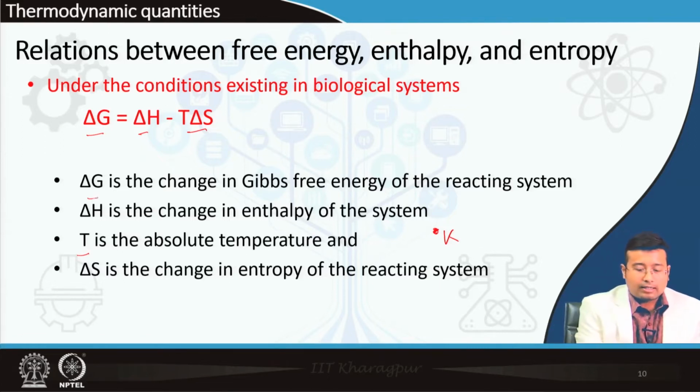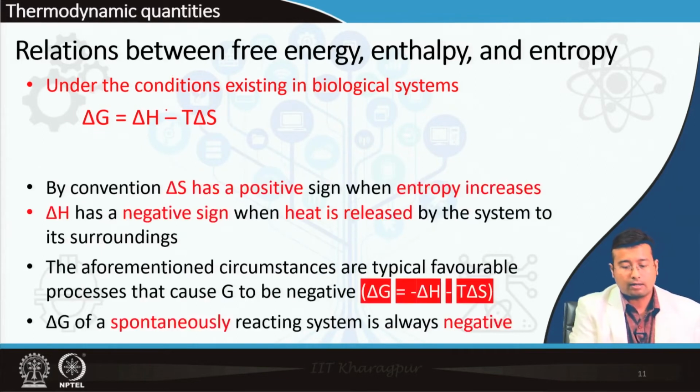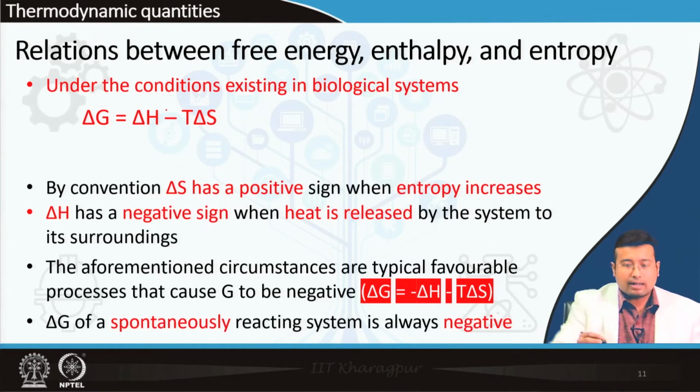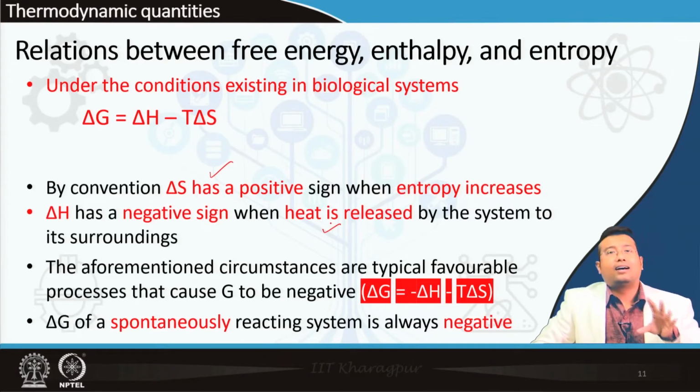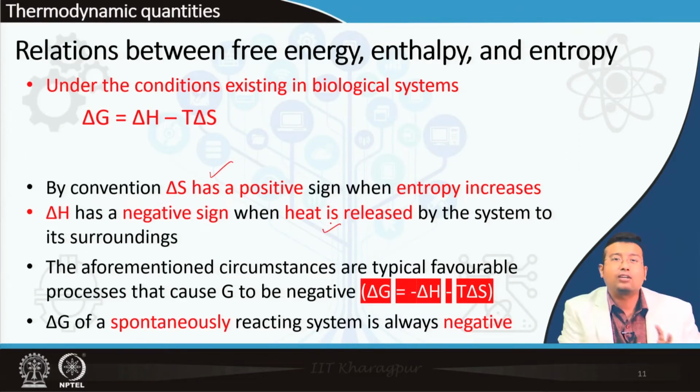So, delta G is the change in Gibbs free energy, delta H is the enthalpy of the system, T is the absolute temperature, and delta S is the change in entropy of the reacting system, and this is how these three are related. Now, by convention, when entropy increases, delta S has a positive sign, delta H has a negative sign when heat is released, as I told you, in exothermic reactions, and delta G is negative when the reaction is spontaneous or exergonic.